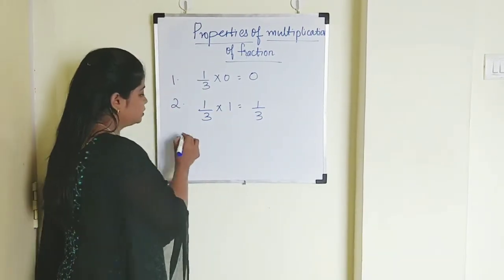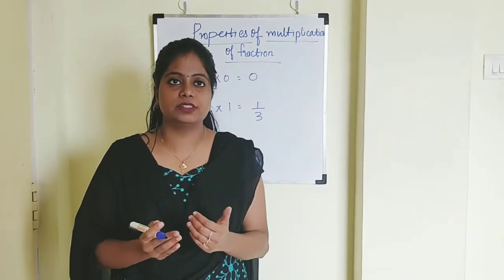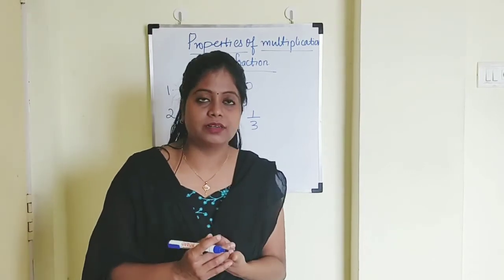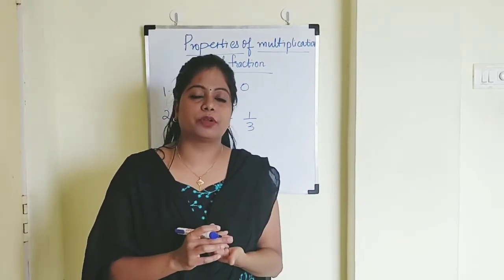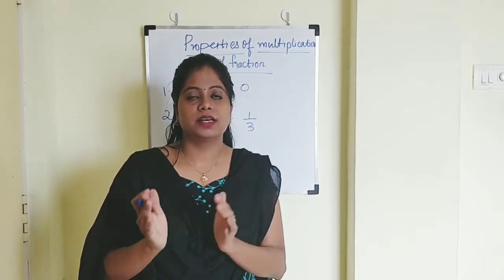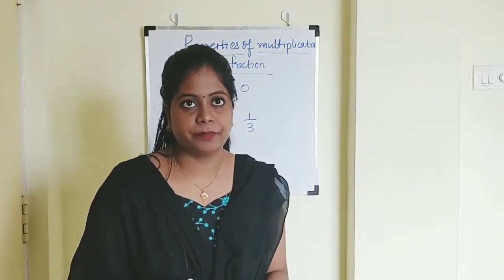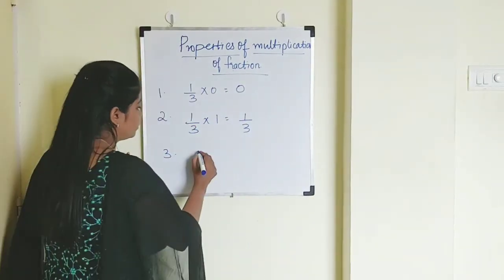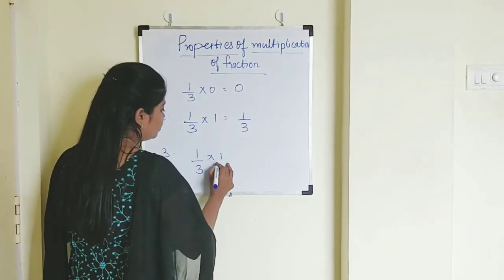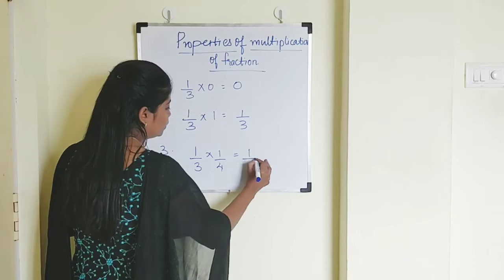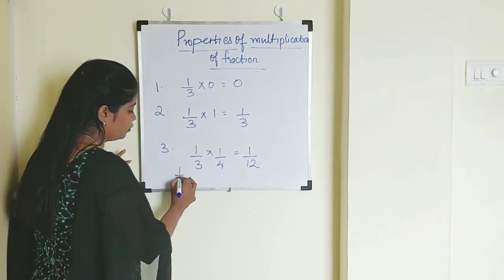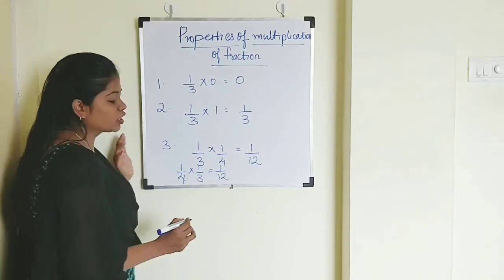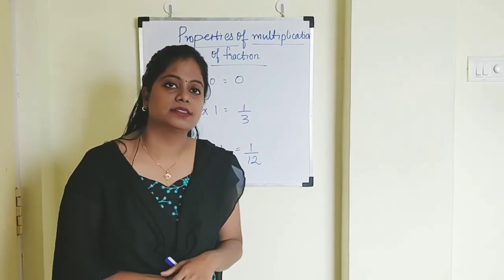The third property says that if there are two or more fractions, you can change the order of the fractions but the answer will remain the same. If you remember, when we learned the multiplication chapter in grade 4, we learned a property that if the order of the numbers is changed, the product does not change, right? The same goes here. Suppose I write 1 by 3 into 1 by 4 is equal to 1 by 12. But if I write 1 by 4 into 1 by 3, it is also equal to 1 by 12. So changing the order of the fractions will not change the product.